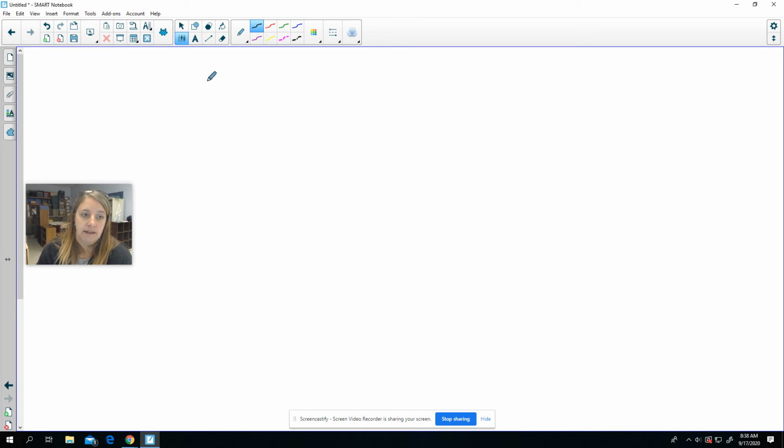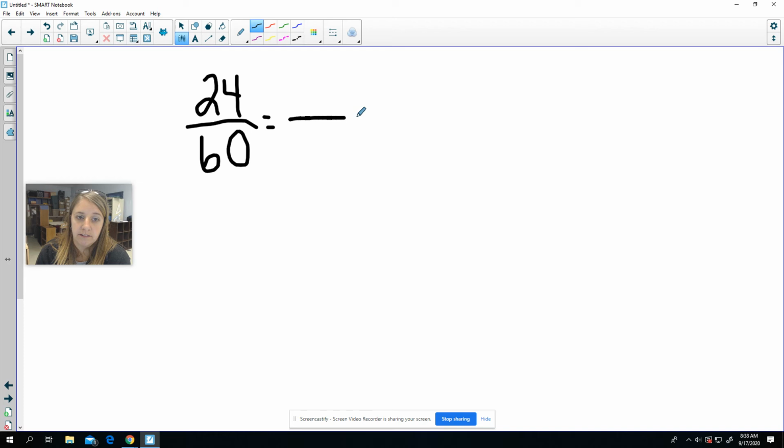Let's go ahead and say we have 24/60ths. And let's go ahead and use our factor trees to rewrite this as prime factorization. So let's start with 24.